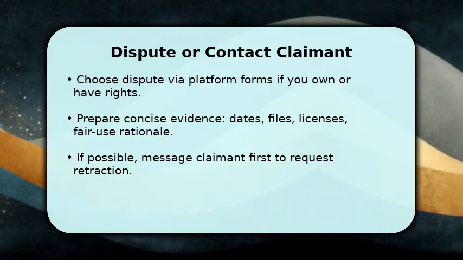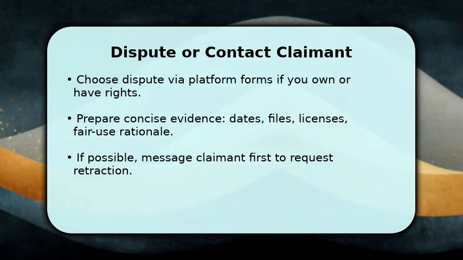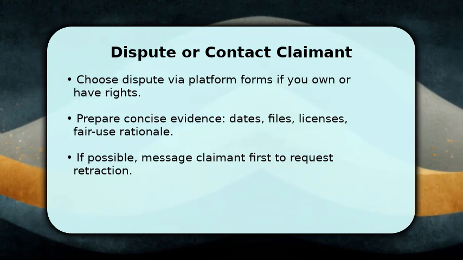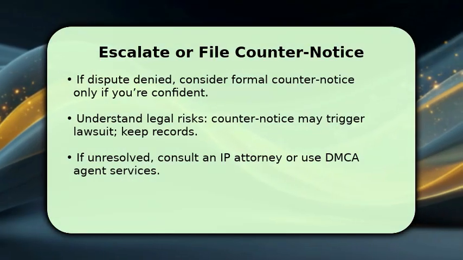Alternatively, politely request claim retraction from the claimant first, often faster. Keep records of all communication. This proves good faith and helps escalate if needed. You finish by escalating carefully.